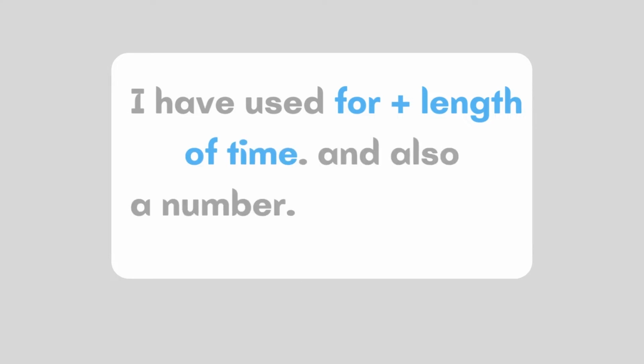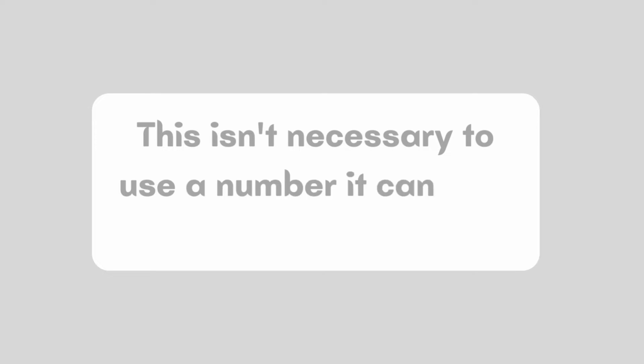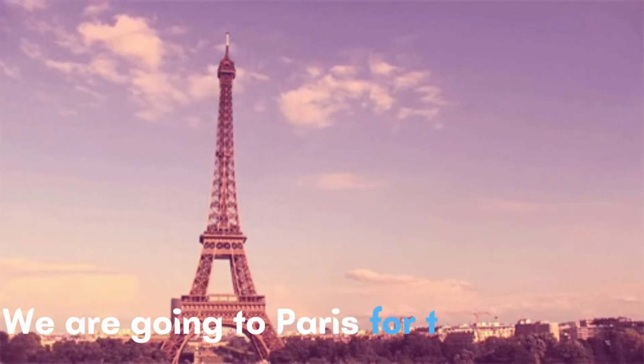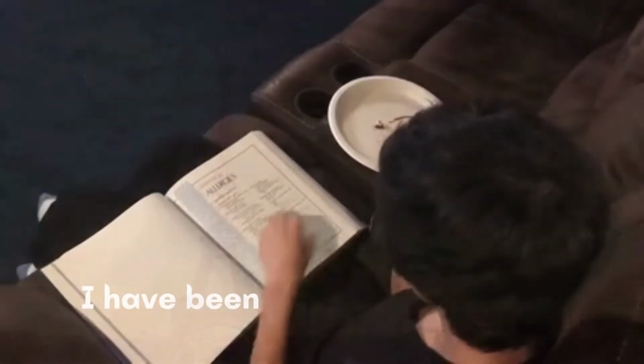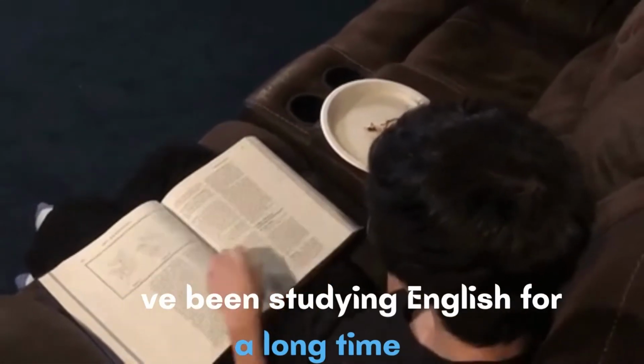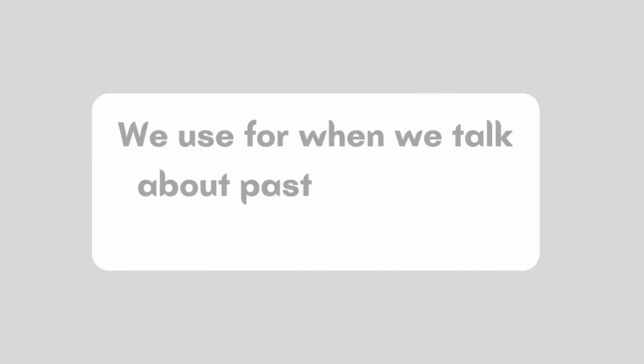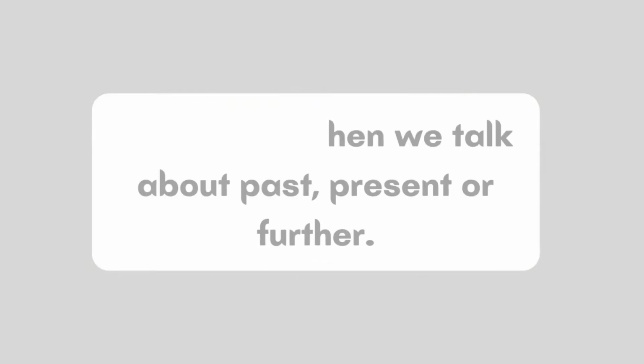In all of these examples, I've used for plus length of time and also a number like 20 and 15. This isn't necessary to use a number. It can also be a time phrase like for the weekend, for a couple of days, for ages, for a long time. We are going to Paris for the weekend. I have been studying English for a long time. We use for when we talk about past, present, or future.